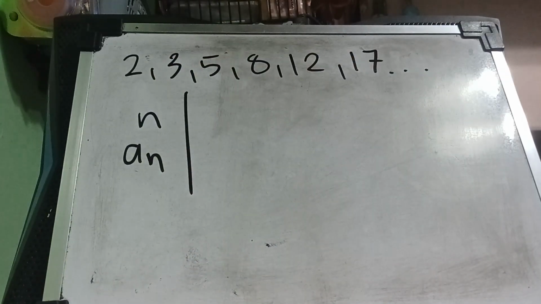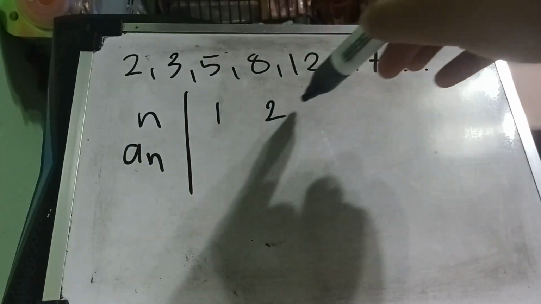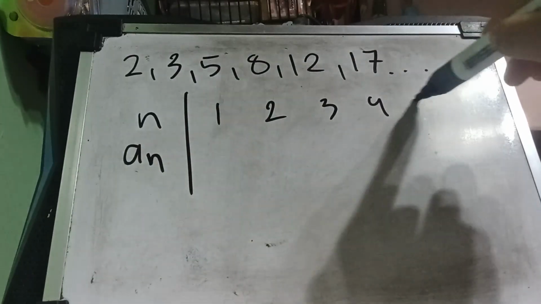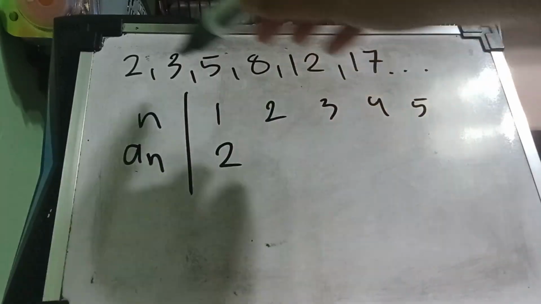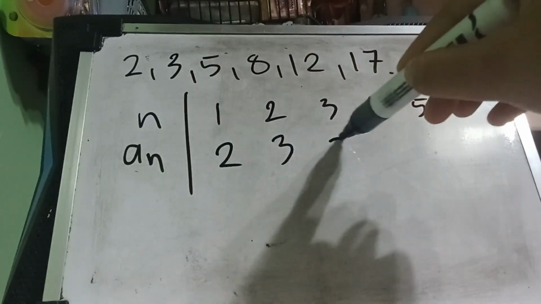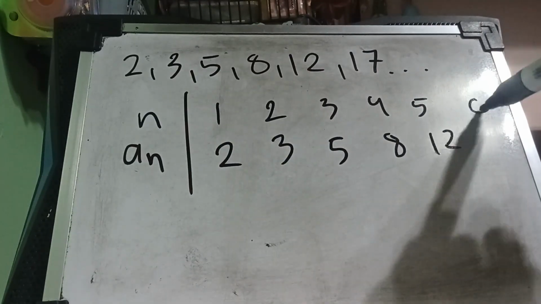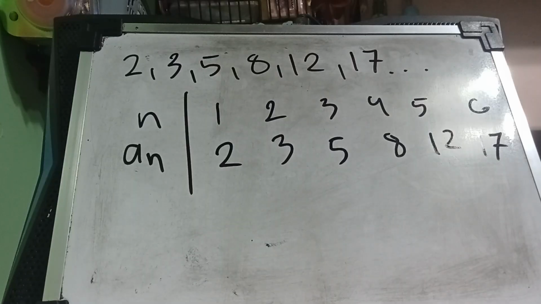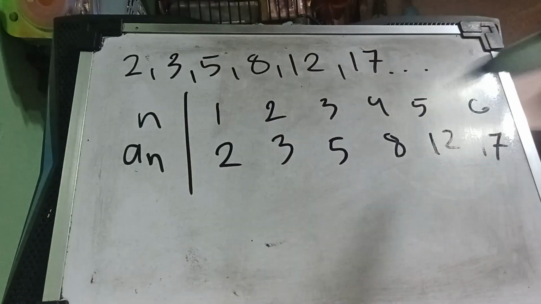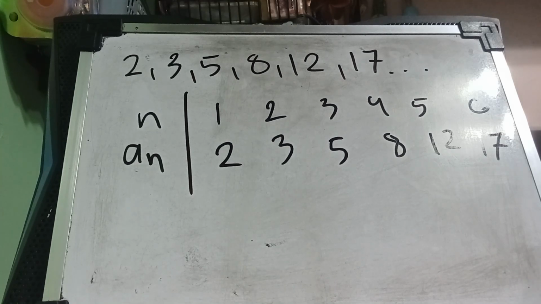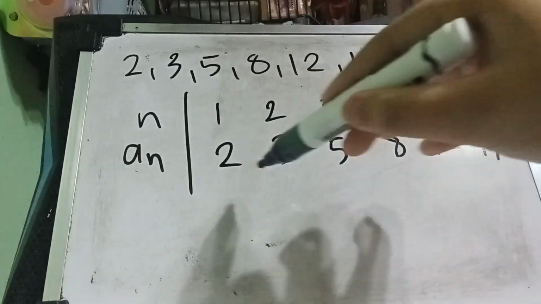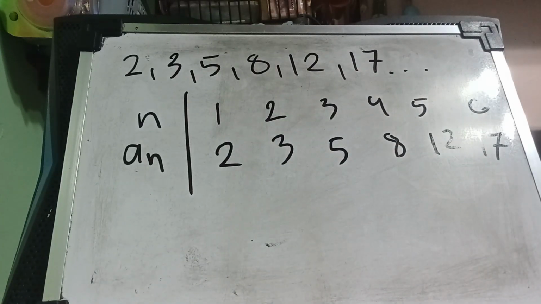Sa N, yan lang yung numbering niya. Kunyari, 1, 2, 3, 4, 5. 2, 3, 5, 8, 12, and 17. Okay? So, pagkatapos nito, pagtapos nating mahanap yung table or gawin yung table, hahanapin natin yung difference. Now, yung difference natin, dapat yung difference nilang lahat magkakaparehas, consecutive.